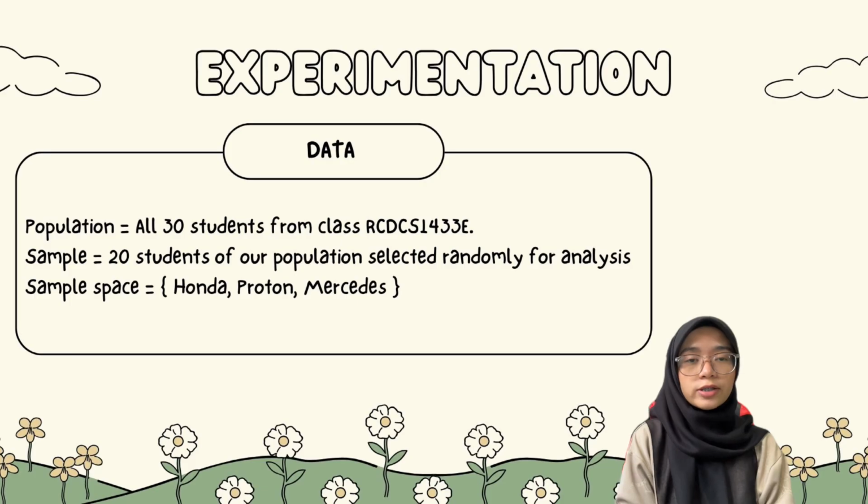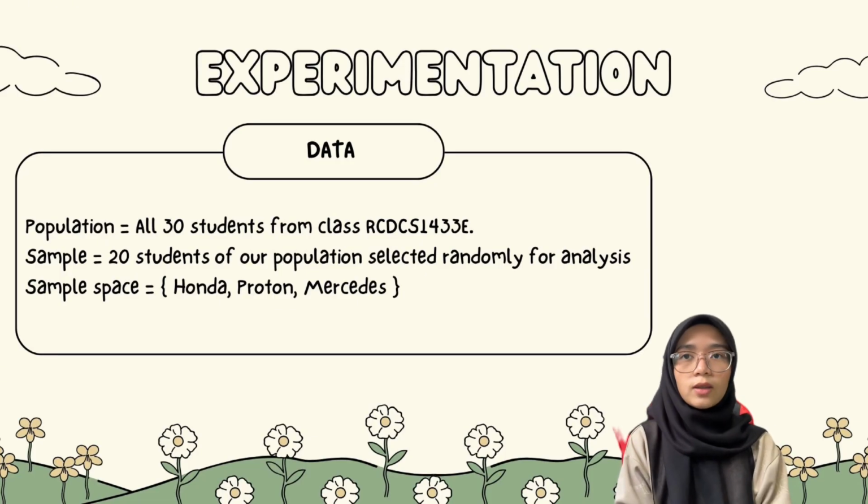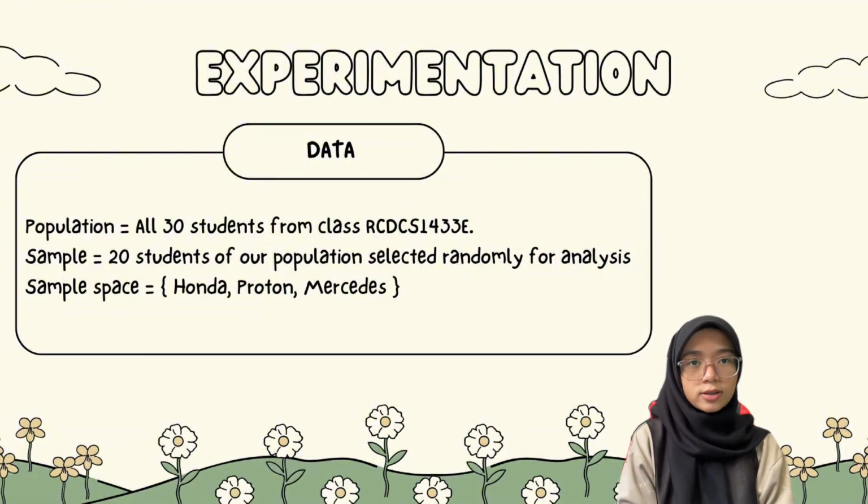Okay, now I'm going to explain about chapter 2, methodology. So, the data we collected for our experimentations for populations includes all 30 students from class RCDCS1433E. Next, for our sample, 20 students of our populations selected randomly for analysis. And our sample space is Honda, Proton and Mercedes.